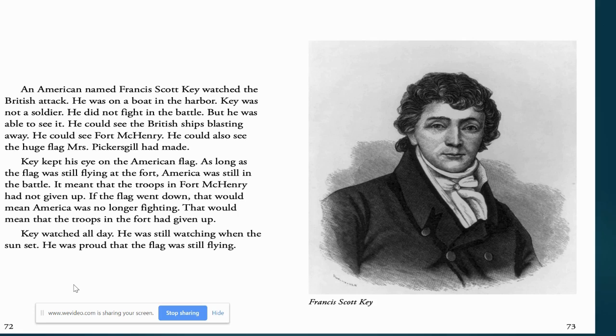Now, I'm going to go ahead and move on to page 74. Make sure you're listening to the type of fluency and expression that I use as I'm reading, and be sure to follow along.